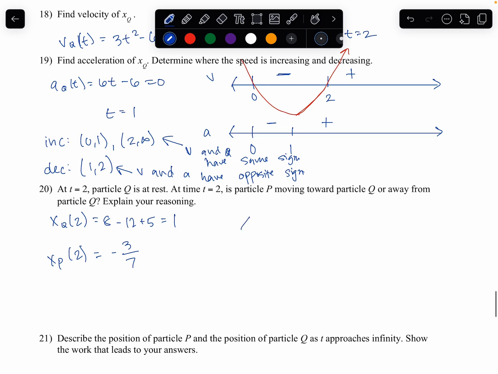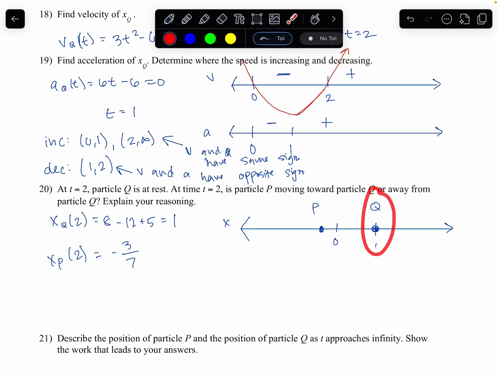So if I have the x-axis here, which both particle P and Q are on, so this is the x-axis. At time t equals 2, I'll call this 0. We'll say particle Q is right here at 1. So this is where particle Q is, and particle P is going to be over here. So this is particle P.